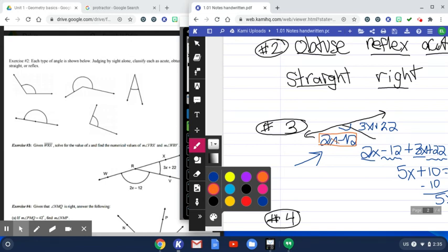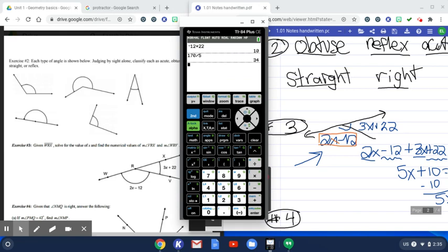So we're going to take our x value of 34, and the angle is going to be 2 times 34 minus 12. So in the calculator, 2 times 34 minus 12 should give us 56 degrees. And our other angle, 3x plus 22, 3 times the 34, which is the x value, add 22, we should get a supplement, 124.